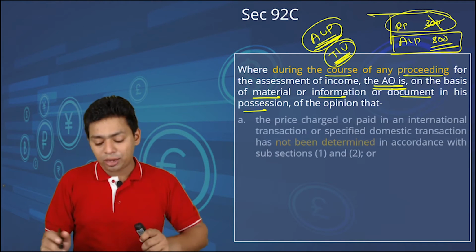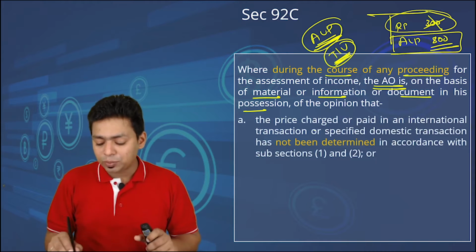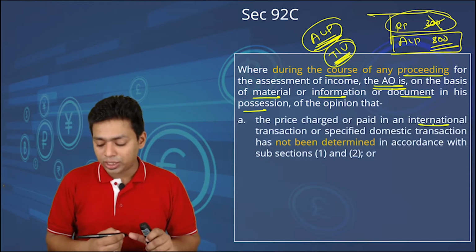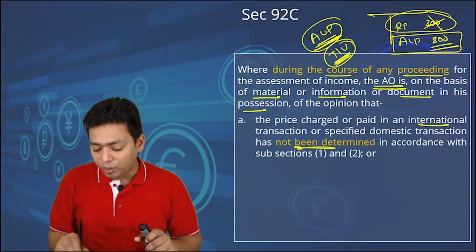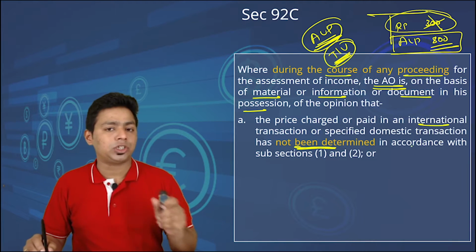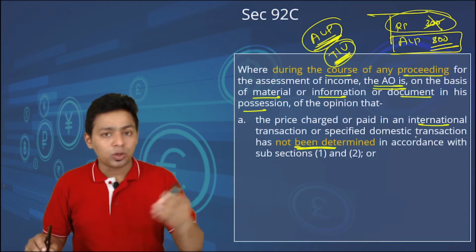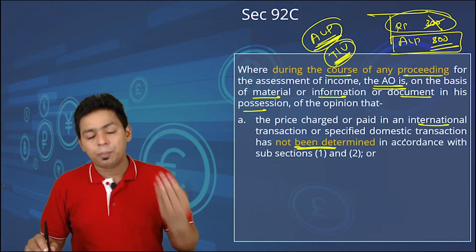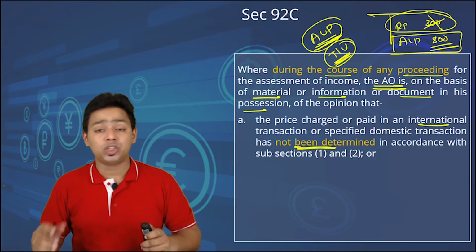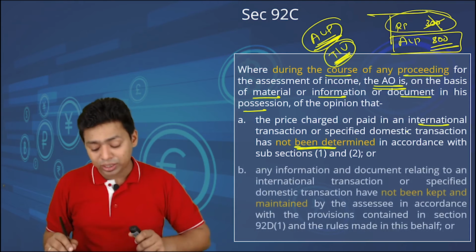He can also determine it in the following 4 situations. First, the price charged or paid in the international transaction or specified domestic transaction has not been determined in accordance with subsection 1 and 2. So they have not applied the rules. We have these methods, no: comparable uncontrolled price method, resale price method. So they have not applied one of the specified methods.